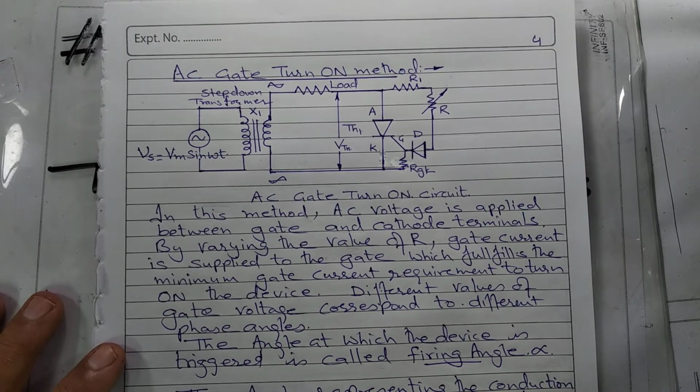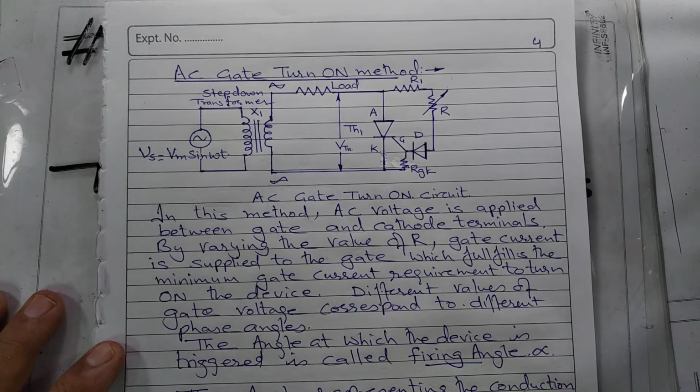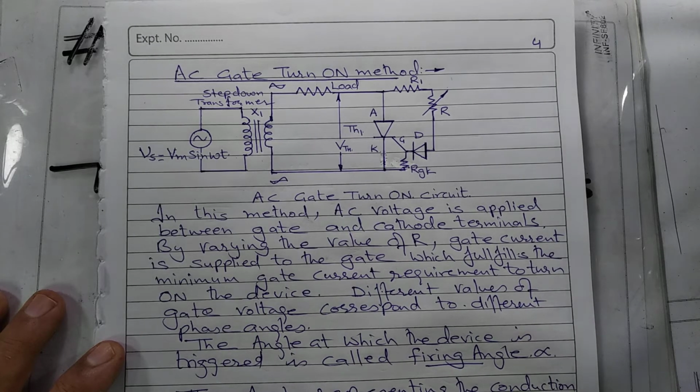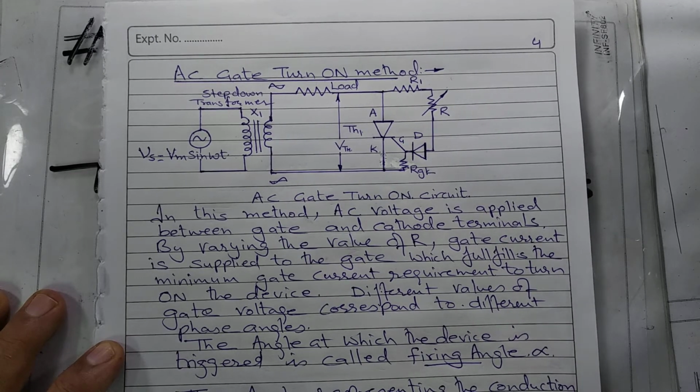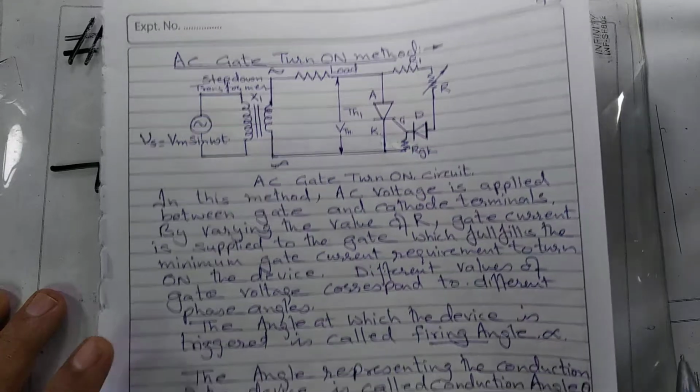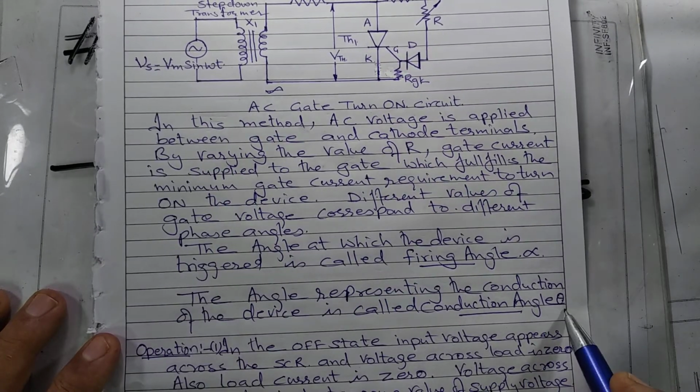In the AC gate turn on method, AC voltage is supplied between the gate and cathode terminal. By varying the value of R, gate current is supplied to the gate, which fulfills the minimum gate current requirement to turn on the device. Different values of gate voltage correspond to different phase angles. The angle at which the device is triggered is called firing angle alpha. The angle representing the conduction of the device is called conduction angle theta.